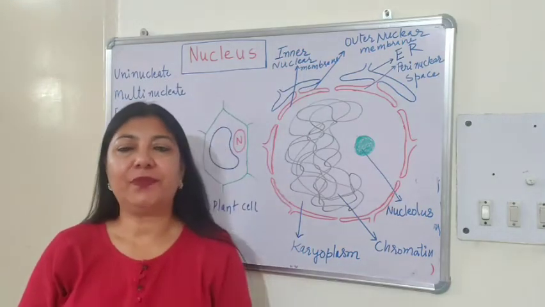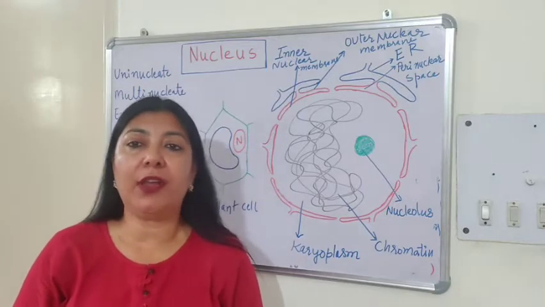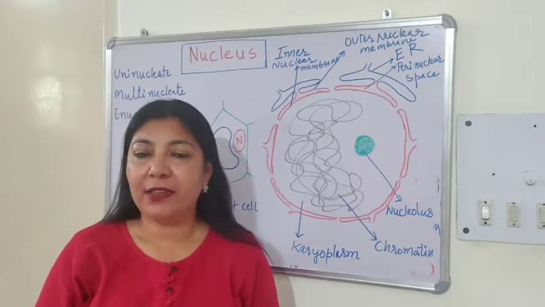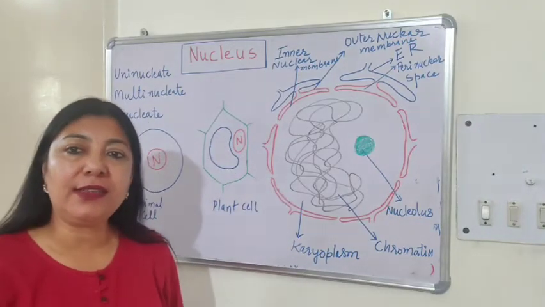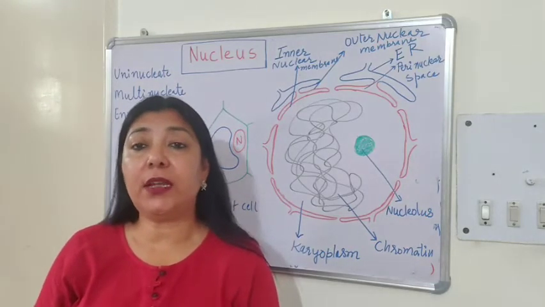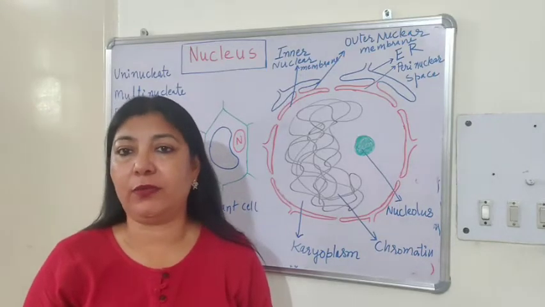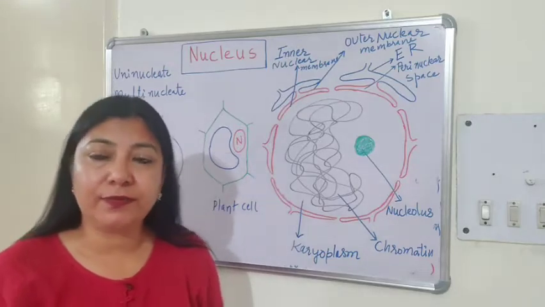Hello dear students. Today we will study about the most important organelle in a cell, which is commonly called the brain of a cell, and that organelle is the nucleus. The discovery of the nucleus was done way back in 1831 by Robert Brown. So let's go into the details of the nucleus.